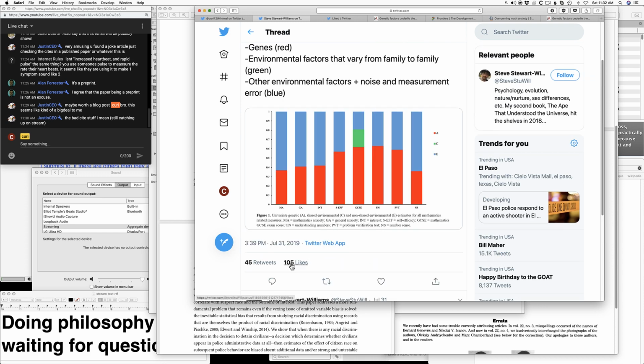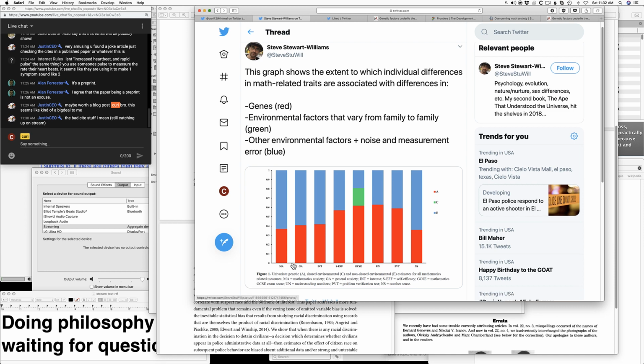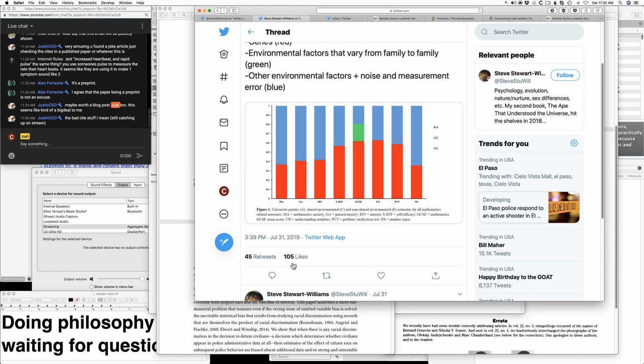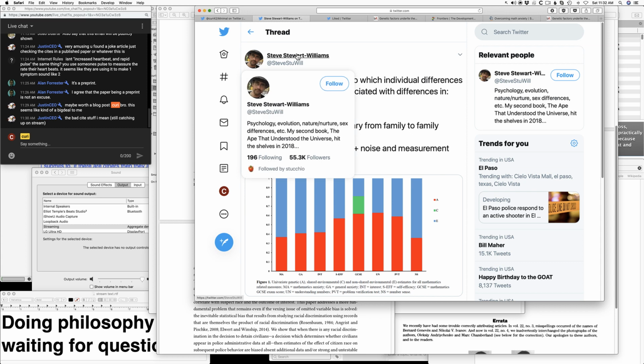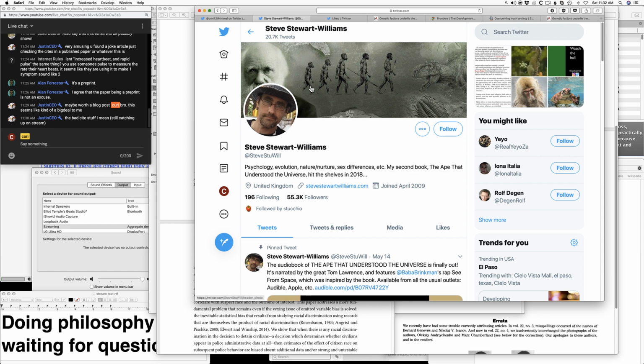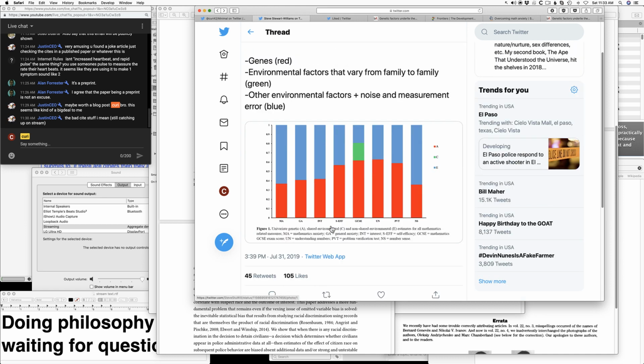So this has 45 retweets, 105 likes. This guy has 55,000 followers. He has a second book. He has a website. So yeah, you can see people who write books look at psych research like this, pay no attention to whether it's true, and then put graphs on Twitter.